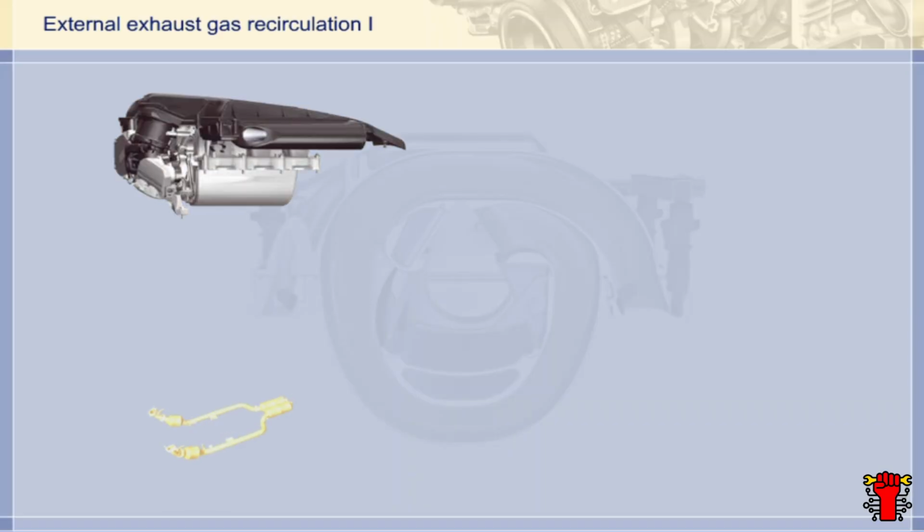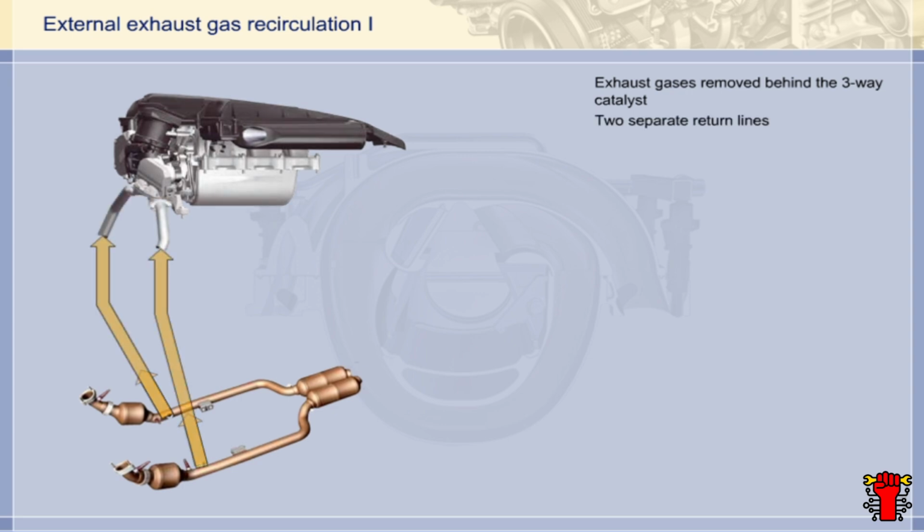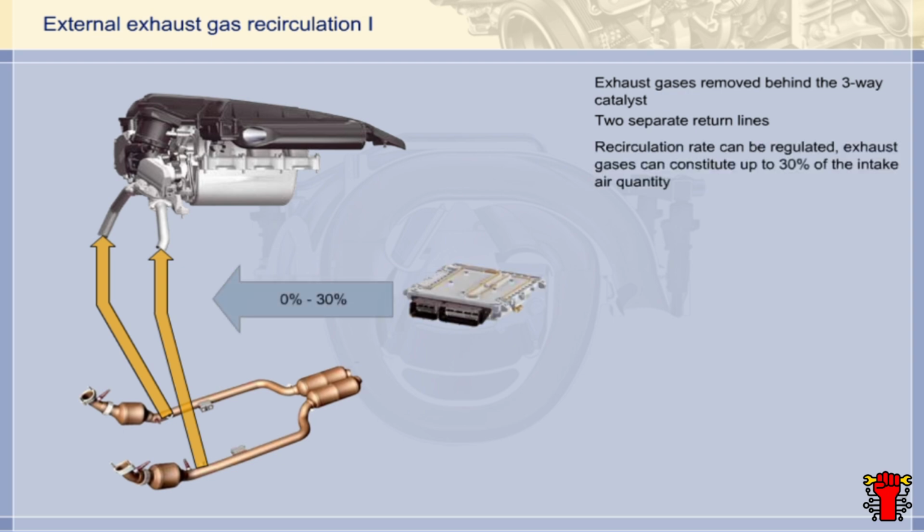As you have already seen, external exhaust gas recirculation is activated in stratified charge mode. For this, the DE engine requires some special components. The exhaust gas is removed from behind the 2 three-way catalysts. It is first conveyed towards the intake pipe in two separate lines. The recirculation rate can be steplessly regulated.